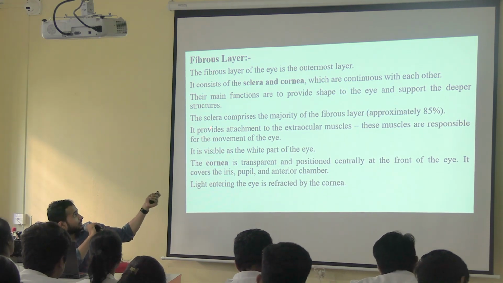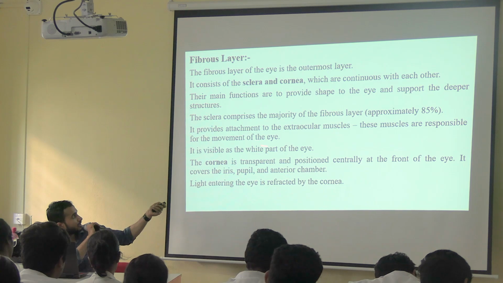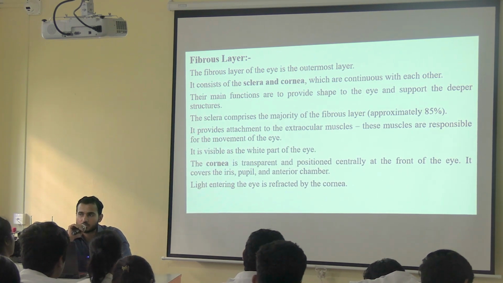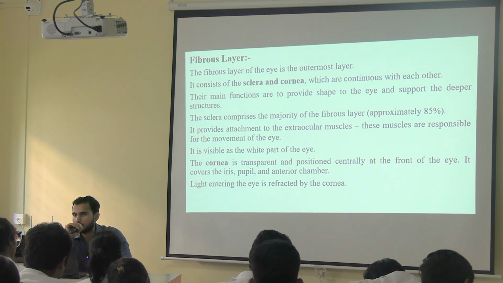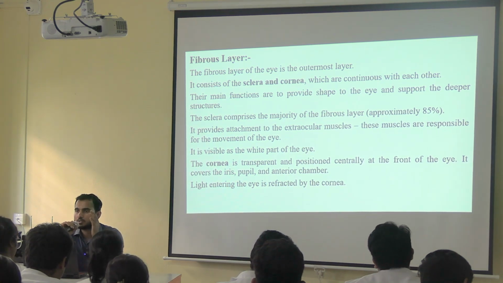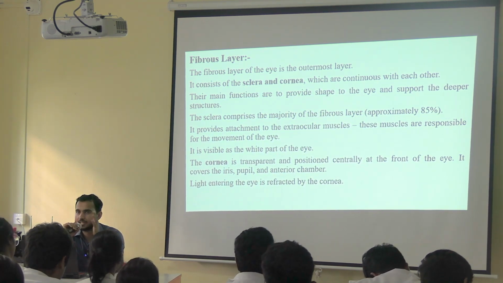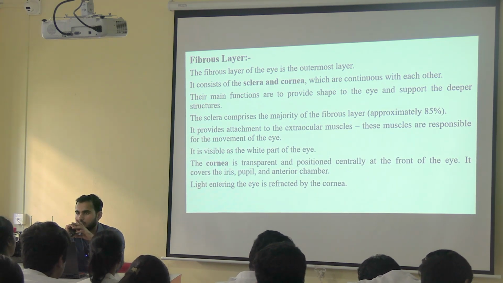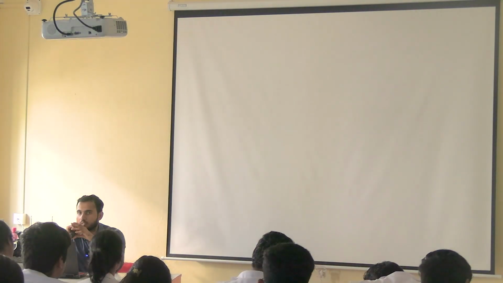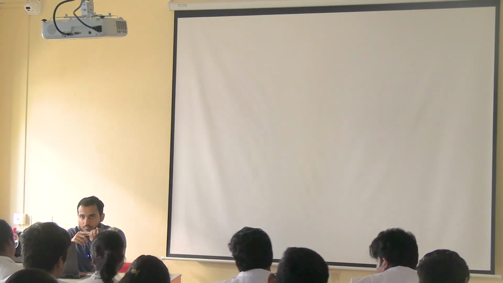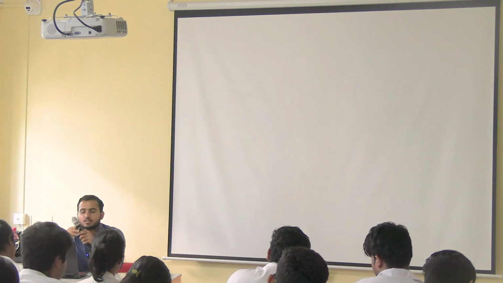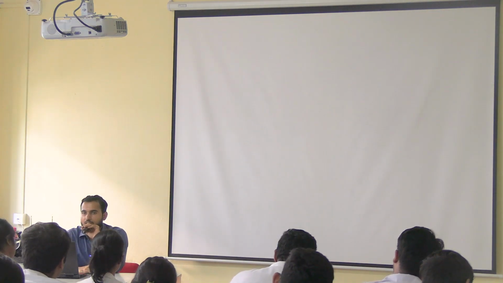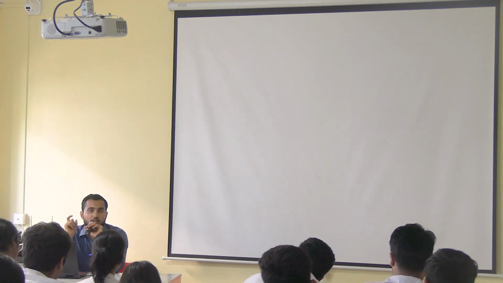As you can see, the extraocular muscles are attached to the sclera, and those are very important because they cause various movements of the eyeball. That means without moving your head, you can see on the left side, on the right side, above, below. Without moving your head, you can see in various directions. Why can you see in various directions? Because of the extraocular muscles.